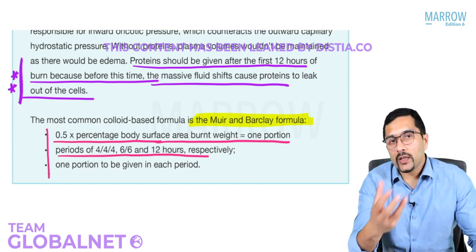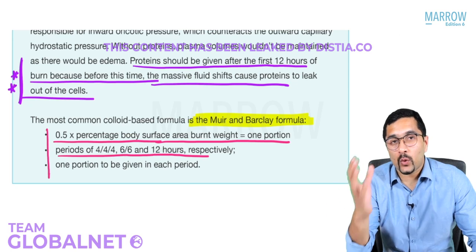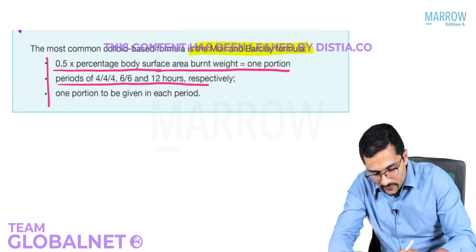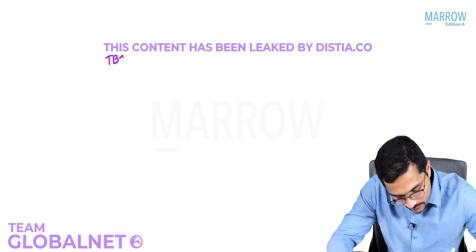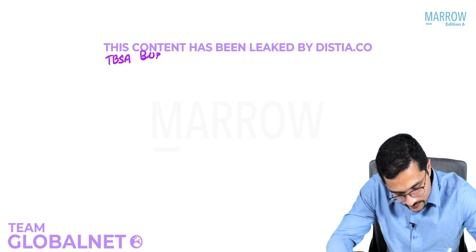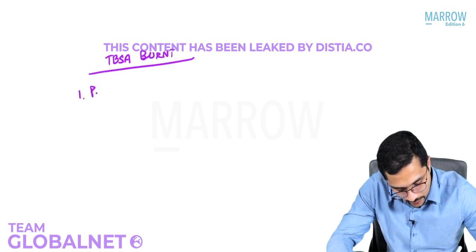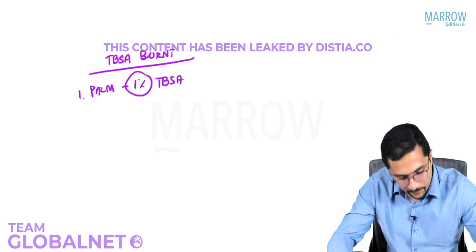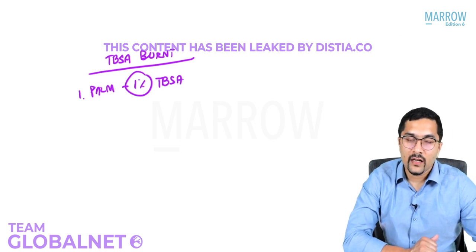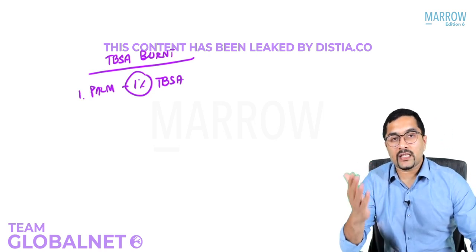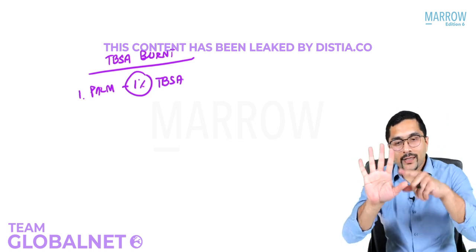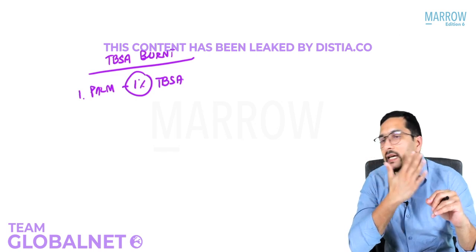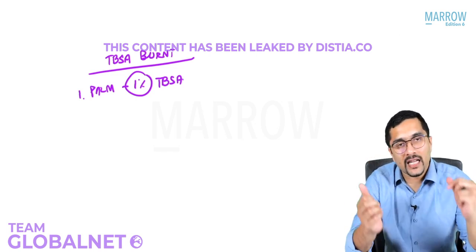Now to calculate all these formulae, you need to know how to calculate total body surface area burnt. Now, how do we calculate it? One crude method is that the palm is 1% total body surface area. This is a very crude method to calculate small areas of burns, where we just draw the outline of the palm on a paper, cut that piece of paper, and keep it on the area which has been burned and calculate how much burns are there.